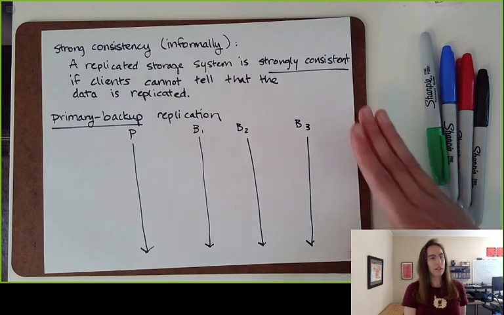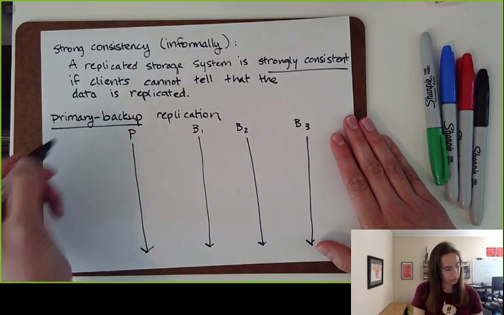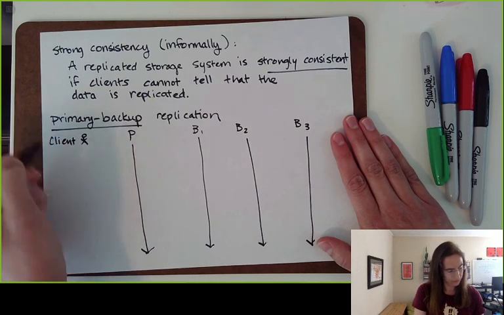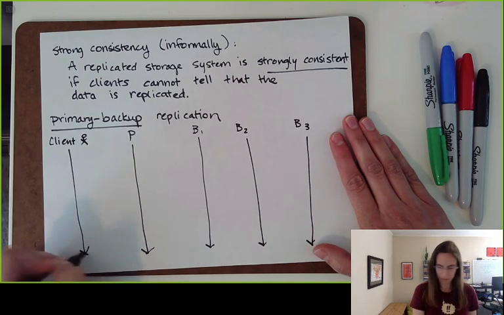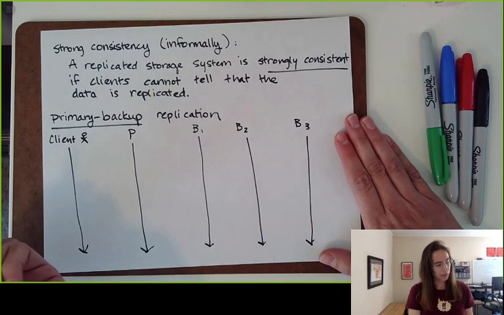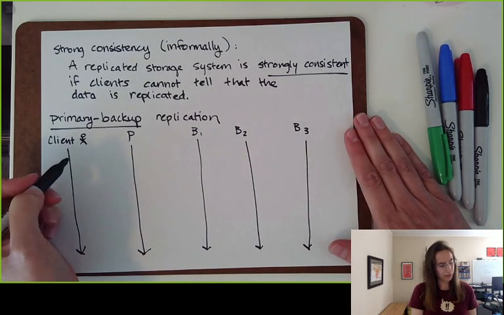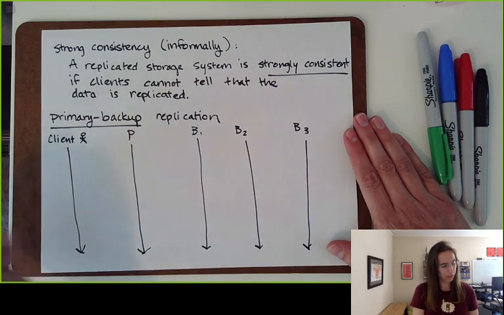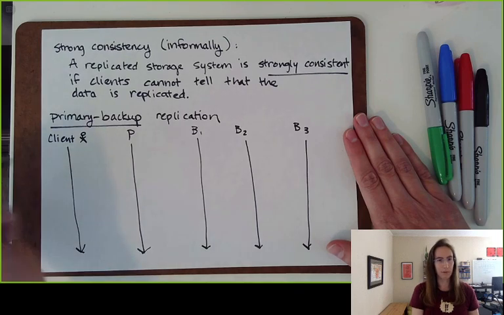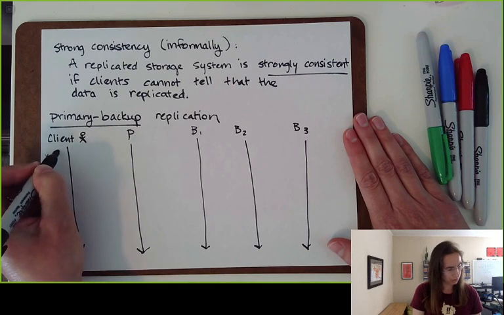And the idea is that clients will only interact with the primary. So here's a client over here. Let's say that the client wants to do a write. So let's stick with our example and pretend that this is a key value store. So let's say that the client is trying to write to the key value store and wants to set a particular key to a particular value. So let's say the client wants to set x to 3.